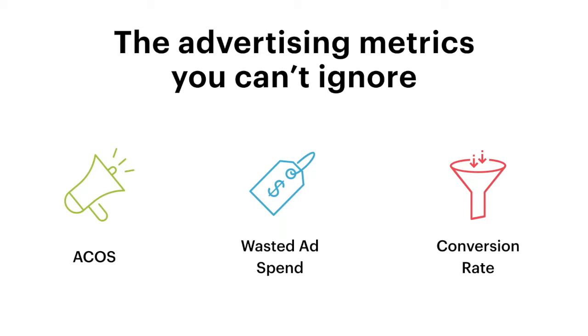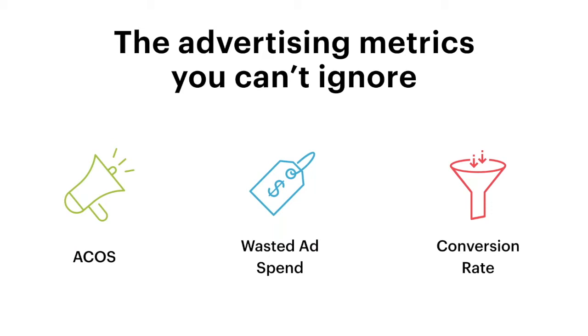And now we really need to start focusing on those advertising metrics that you shouldn't be ignoring. Because just because John has set everything up properly doesn't mean that his work is done. If John wants to make sure that his campaigns are maximized for profitability, he needs to pay attention to these really key metrics. The first one being ACOS. We talk about ACOS a lot, but we'll dive into that a bit further. The second being wasted ad spend.